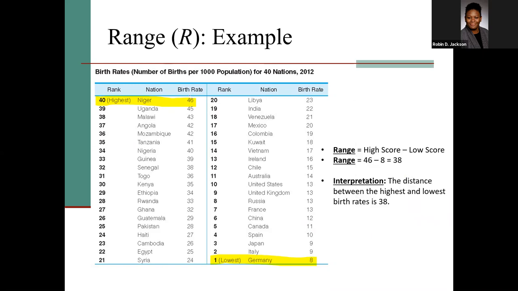So they've taken the 46, and then the 8, and here they are, 46, subtract 8 from 46, you get 38. And what that basically is telling us is the distance between the highest and lowest birth rates, because that's what this chart is looking at. The distance between the highest and lowest birth rates is 38, or the range of this particular distribution is 38. That's the range in numbers, all right?